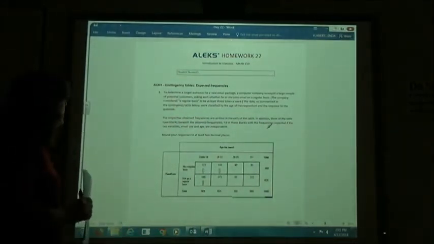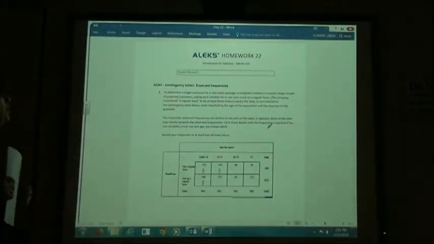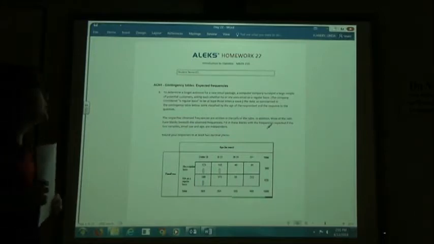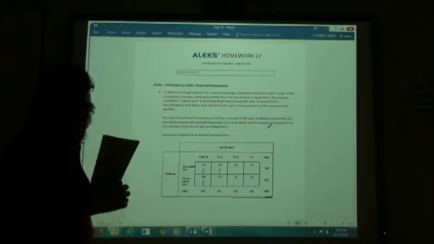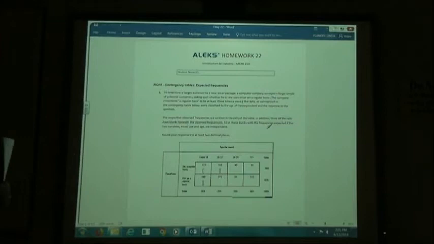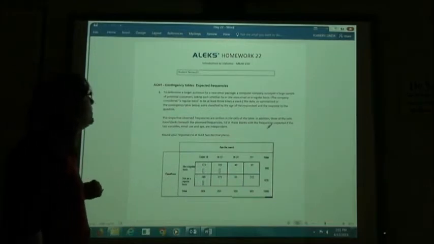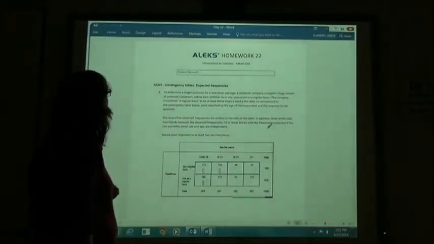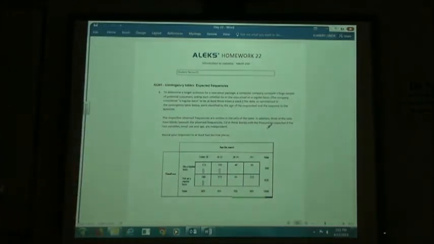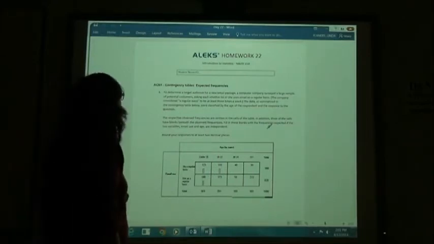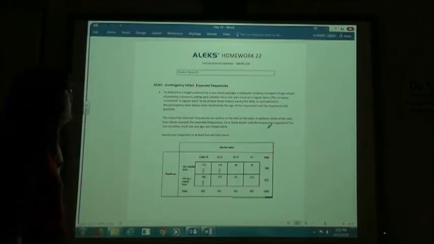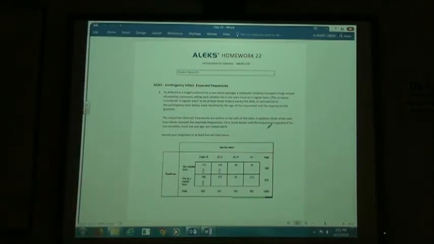So it says, to determine a target audience for a new email package, a computer company surveyed a large sample of potential customers, asking each whether he or she uses email on a regular basis. The company considered a regular basis to be at least 3 times a week. The data as summarized in the contingency table below were classified by the age of the respondent and the response to the question. The respective observed frequencies are written in the cells of the table.